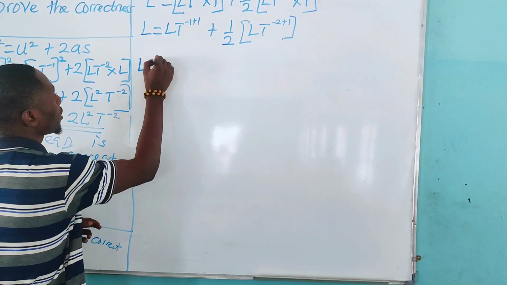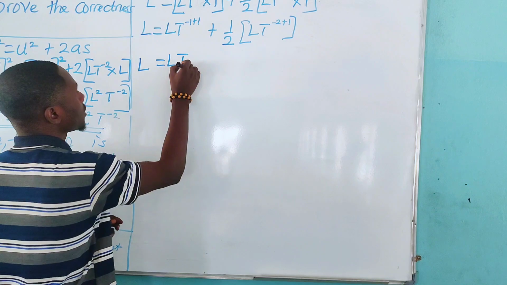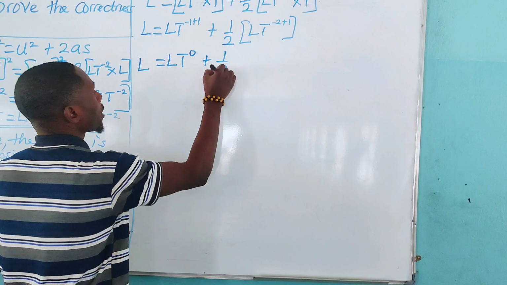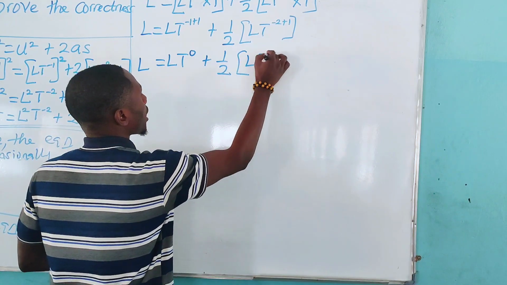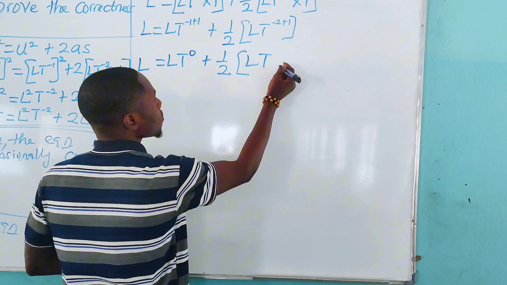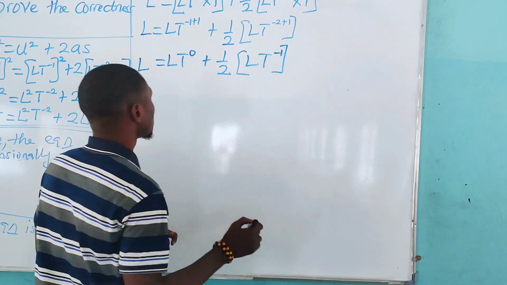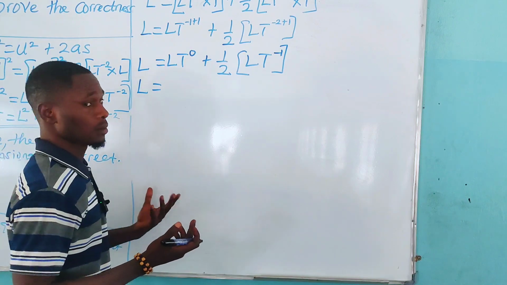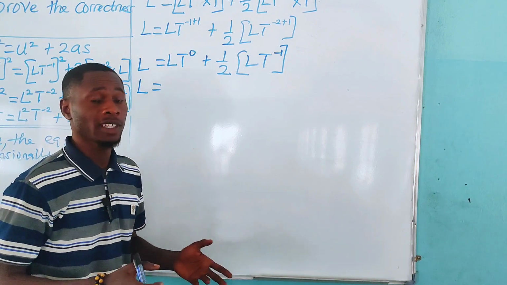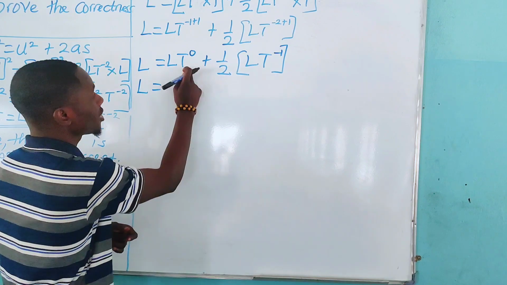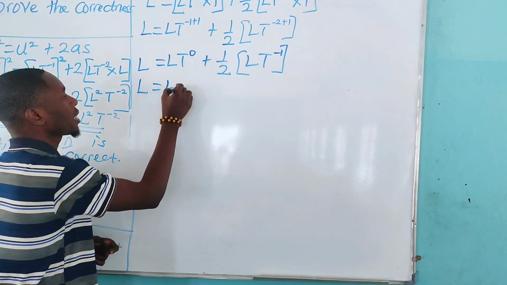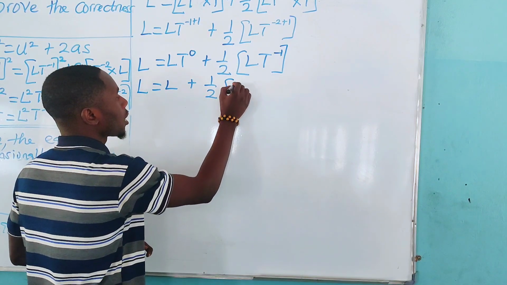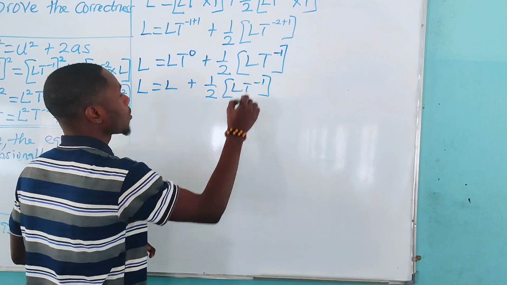So that will give us L is equal to LT power minus 1 plus 1, that is 0, plus 1 over 2 into LT power minus 2 plus 1, that is minus 1. All right, so we have L is equal to T power 0 is 1. Remember from indices, anything that is raised to the power of 0 is 1. So T power 0 is 1. That 1 times L will give us L plus 1 over 2 into LT power minus 1.